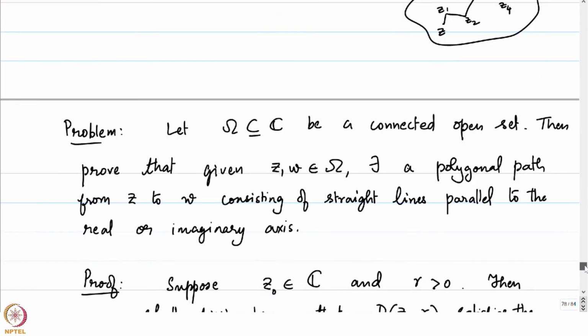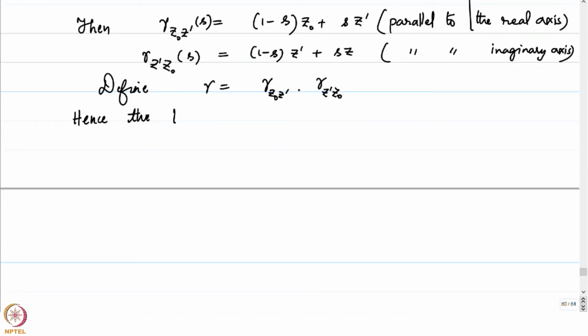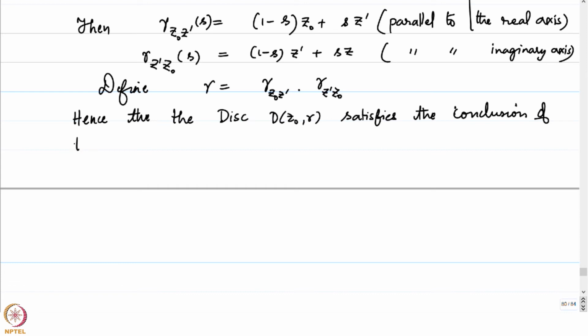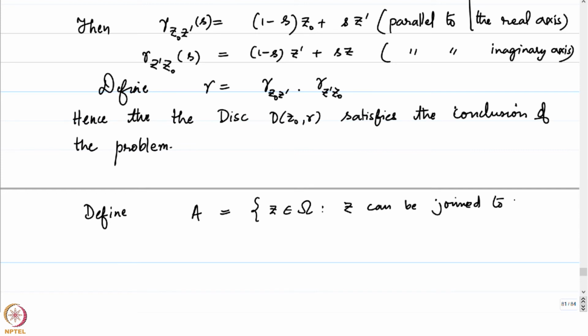Hence the disk D(z0, r) satisfies the problem conditions, or the hypothesis of the conclusion of the problem. From here, it's a straightforward mimicking of the proof we gave for the equivalence of connectedness and there existing a path between two points. So define A to be all those points z in omega such that z can be joined to z0 by a polygonal path parallel to the axes.